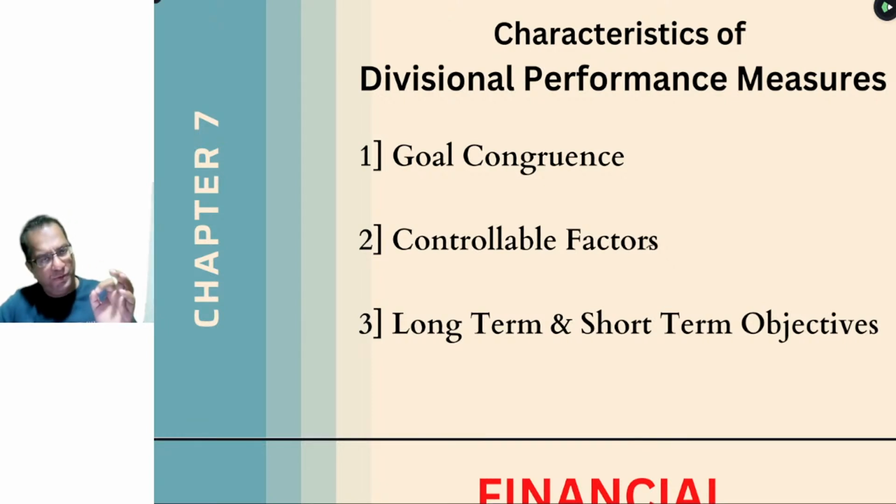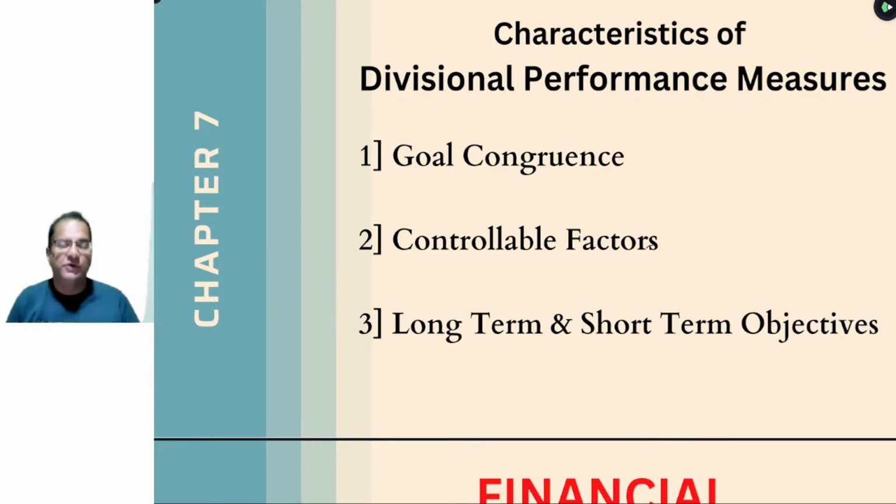Second point. What was the first point? Whichever performance model you have selected, that performance model should promote goal congruence. That is, departments are encouraged through that performance model to take decisions in favor of the organization. The second point: whenever that performance model is derived, consider only those transactions which are under the direct control of a particular department. If the expenses are apportioned, then definitely the incurrence and the decision related to incurrence are not in the hands of that particular department.